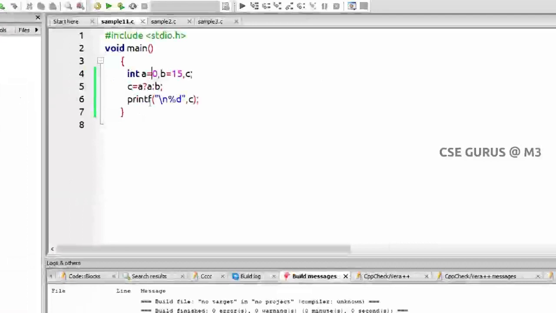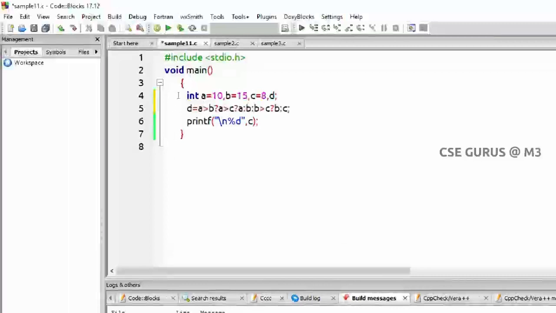And one more thing I want to highlight here. Let us suppose I have more than one ternary operator, which can be taken first? That is also very important. Now you can see here I have more than one ternary operator. So which can be taken first? Remember this point: whenever there is more than one ternary, always take from the right side. So right to left execution has to be done.